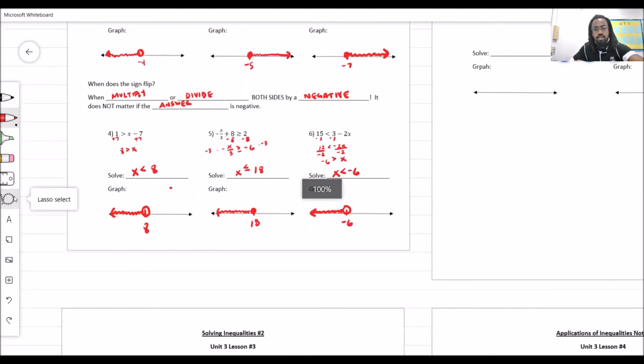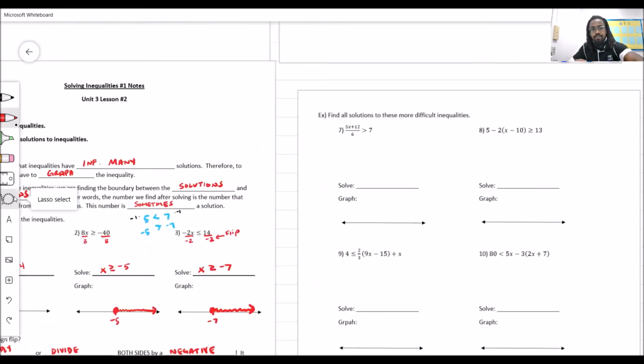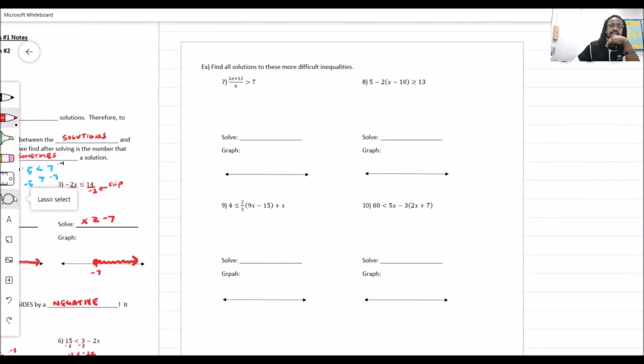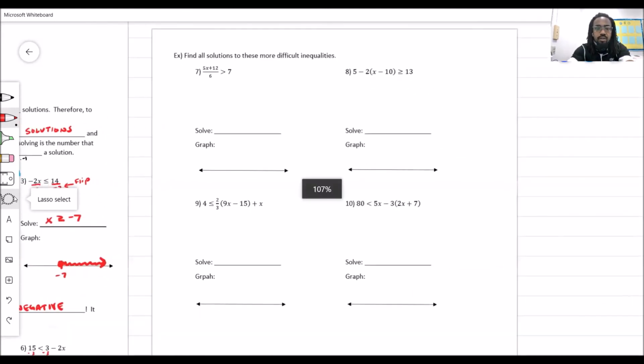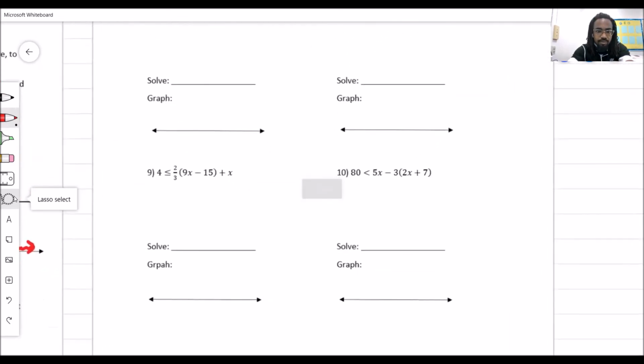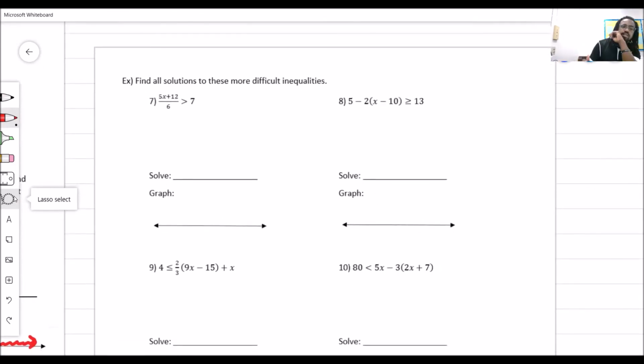And zoom out, try to get to the next page. All right, next page here. Here it says find the solutions to these more difficult inequalities. Now with these more difficult inequalities, we're basically getting to multi-step, where we would solve multi-step equations, but we can do that because we have gotten to this point in the year. So now we're just solving for x.